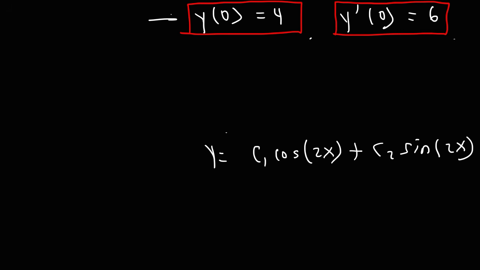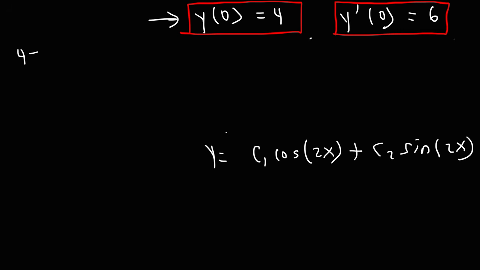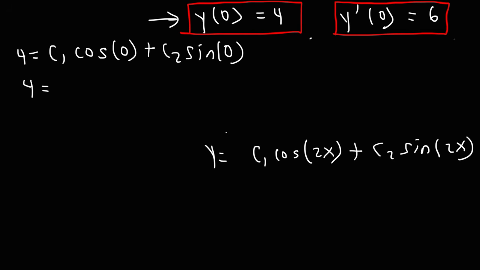So let's plug in this point into this equation. So y is 4, x is 0, so we're going to have cosine 2 times 0, which is 0, and then sine of 0 times c2. Cosine of 0 is 1, sine of 0 is 0. So therefore, we can see that c1 is equal to 4.